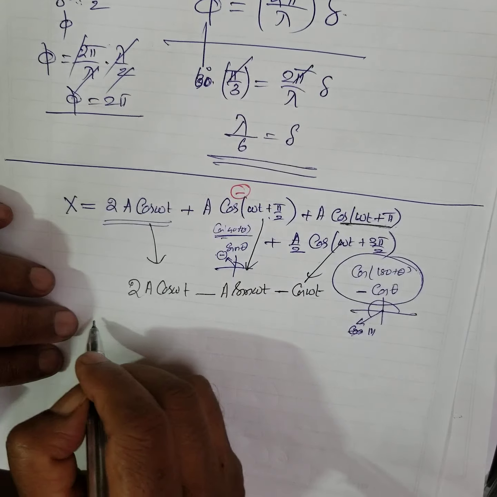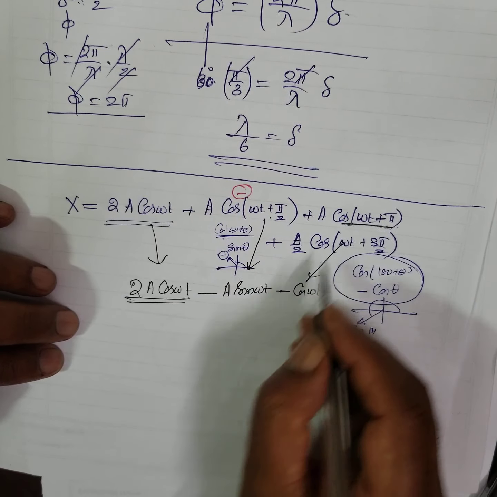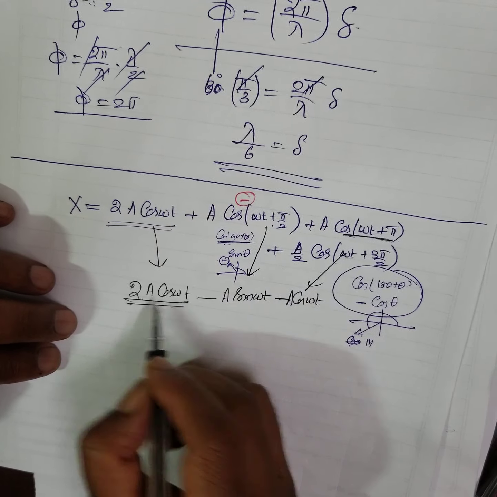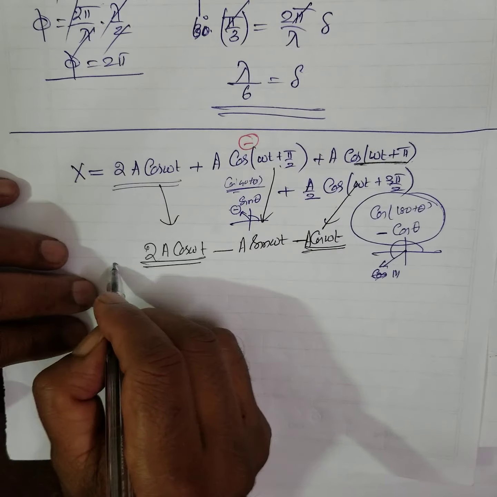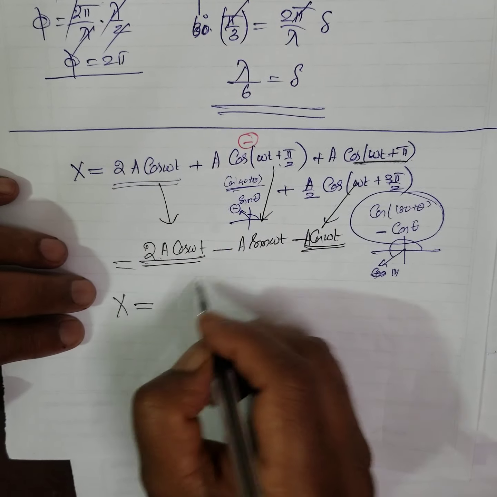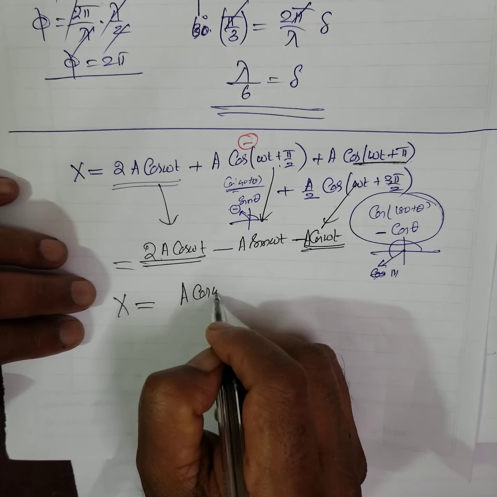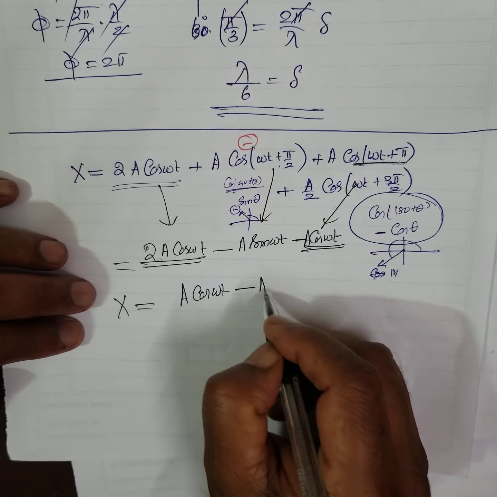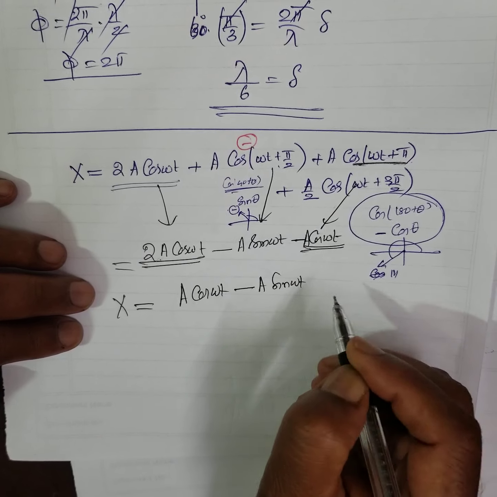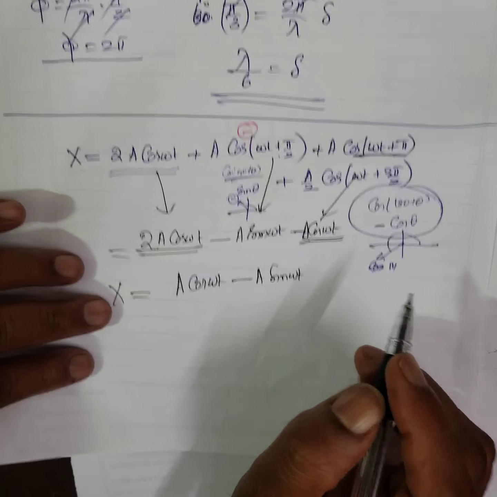This is there. Therefore, what? 2a, here a cos theta, right? 2a cos omega t, 2a cos omega t. If you simplify, what will you get? x is equal to a cos omega t minus a sin omega t. This you are done.